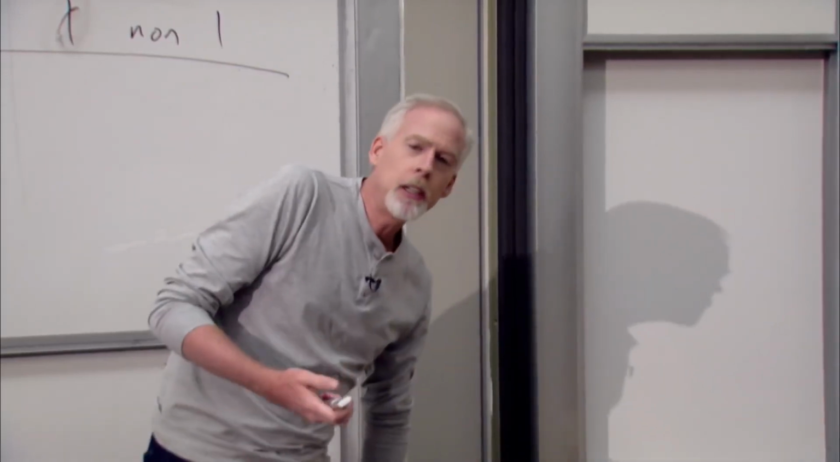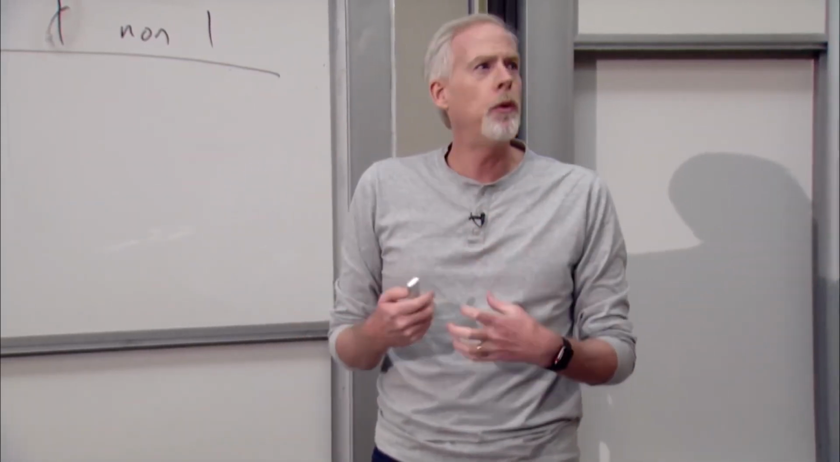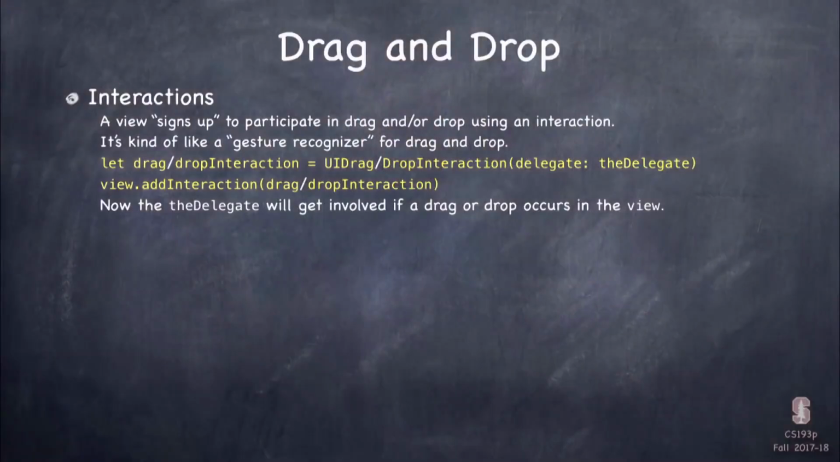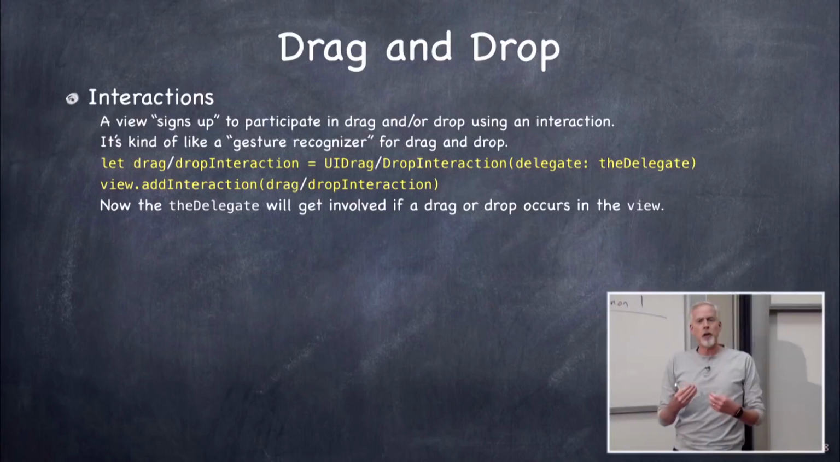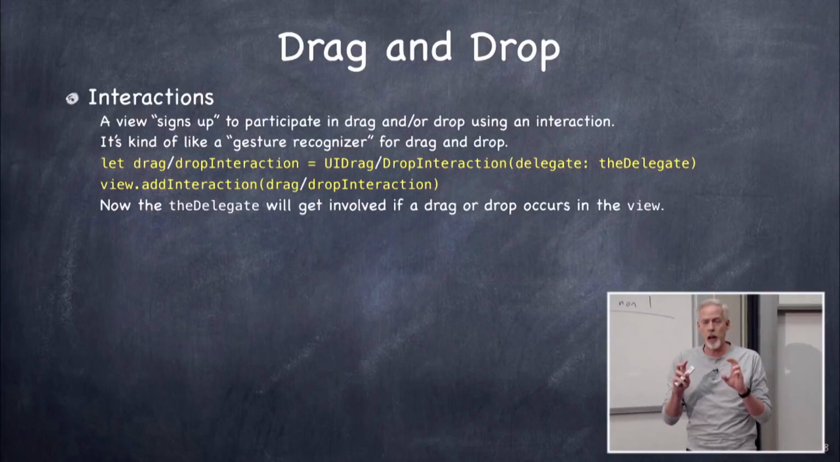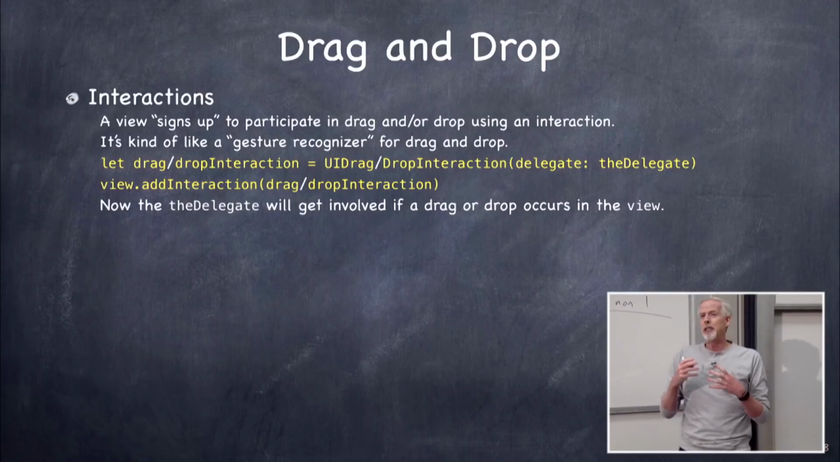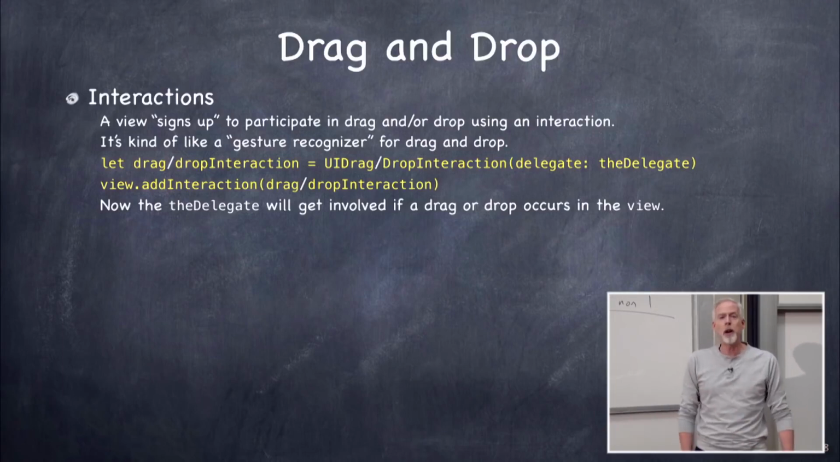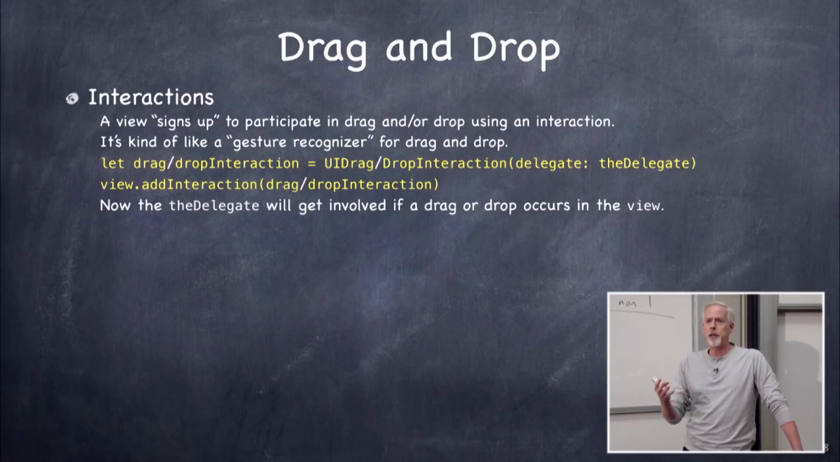So how do we implement drag and drop? What do we do in our code if we want to participate in drag and drop? The real gateway to making this work is through these things called interactions. So drag and drop is a UIView thing. In the same way that gestures are a UIView thing, you can think of drag and drop as just another really powerful gesture if you want, but you don't enable drag and drop by adding a gesture recognizer. Instead, you do it by adding a drop interaction or a drag interaction.